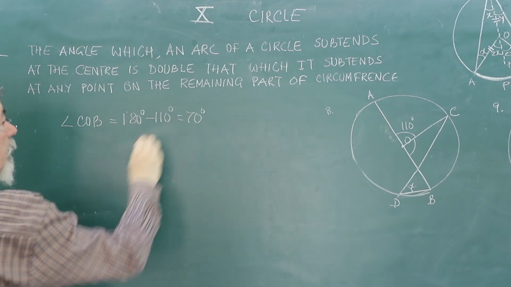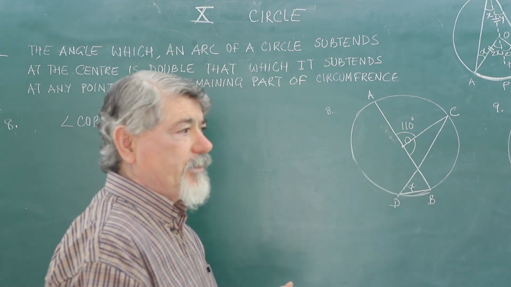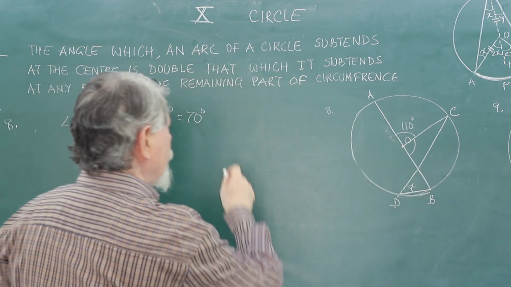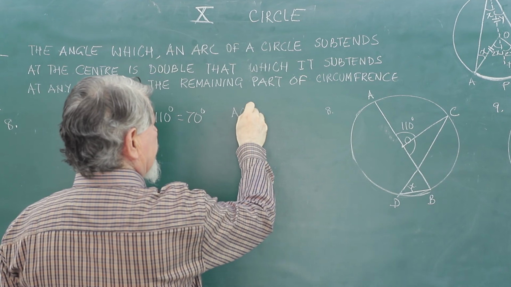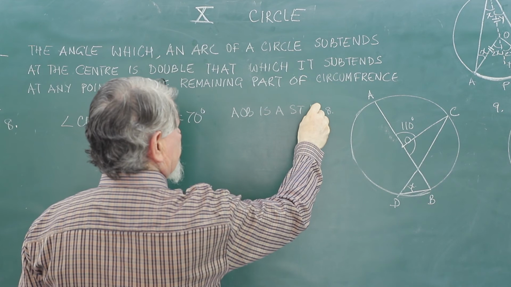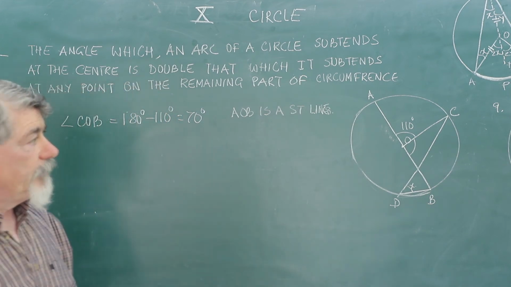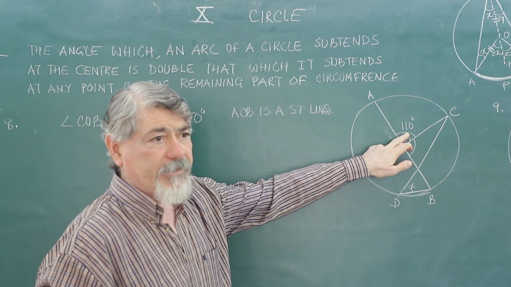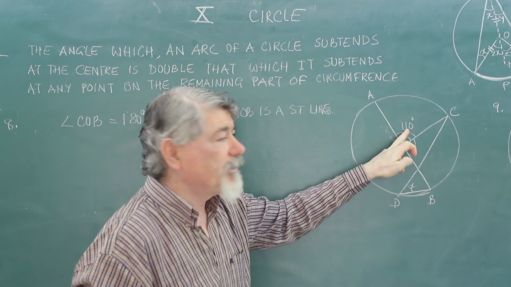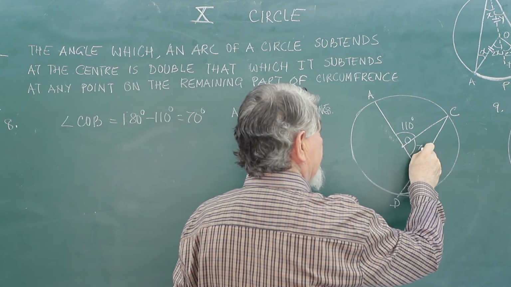Why is it so? Because AOB is a straight line and the adjacent angles formed on a straight line are supplementary. A straight line is of 180 degree. One of the angles on one side is given 110. So the adjacent angle COB will be 180 minus 110. That will be 70 degree. This angle is 70 degree.